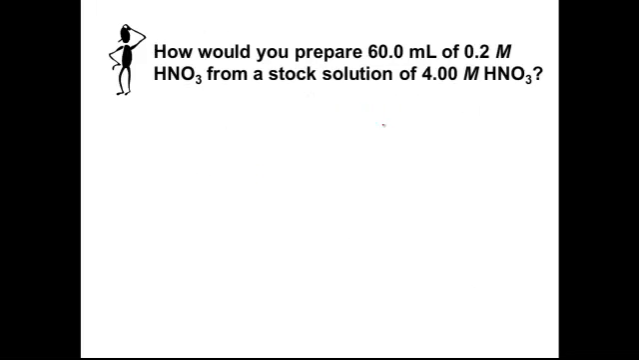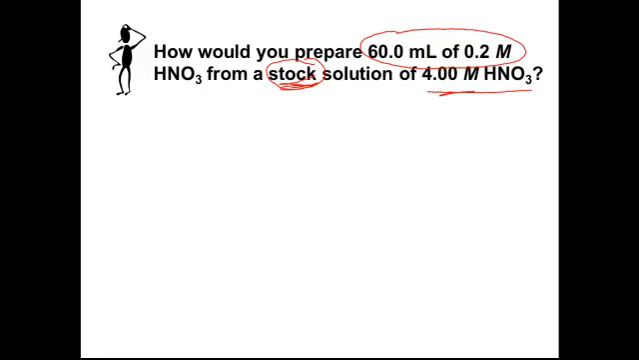So here's an example. How would you prepare 60 milliliters of a 0.2 molar HNO3 from a stock solution? Now the word stock just means that that's the one you're pulling off the shelf. That's the one you have in stock. It's just a word that you see in chemistry quite a bit. So this basically means your initial solution is a 4 molar nitric acid solution. What we're trying to do is create 60 milliliters of a 0.2 molar nitric acid solution.